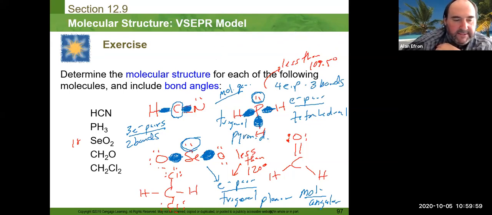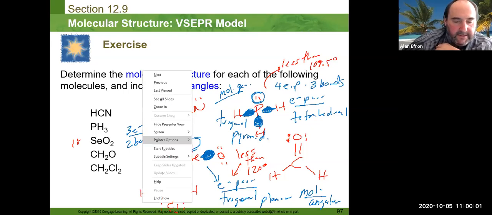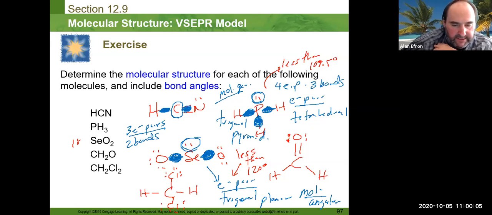All right, so let's take a look here at the last 2. We're going to do this one here. When we look at the central atom, it has one, 2, 3, 4 electron pairs. So it has 4 electron pairs. It also has 1, 2, 3, and 4 bonds.